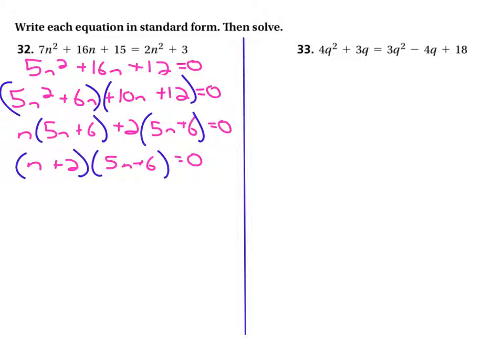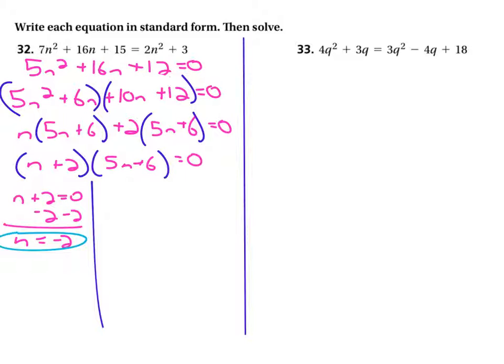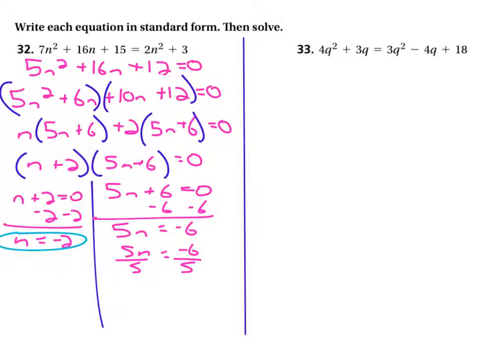Okay, so then how are we going to finish and solve this? What we're going to do is take each piece and say, let's take n plus 2 and set it equal to 0 and solve for it. n equals negative 2. That's one of the solutions. And let's take the other bit of it, 5n plus 6. That could have been the thing that was equal to 0. When we solve for that, we get 5n equals negative 6. Divide both sides by 5, and we get n is equal to negative 6 over 5, the other solution.